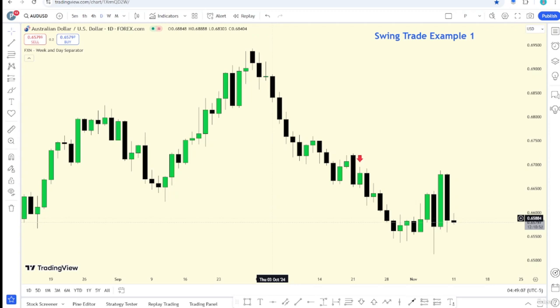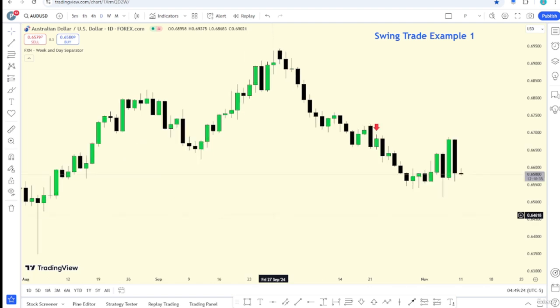So in this lesson we're looking at an example of a swing trade setup using the order block trading strategy. Basically, when we are looking at the order block trading strategy, the first thing we want to do is determine the higher time frame order flow. So we are going to go into the weekly chart.